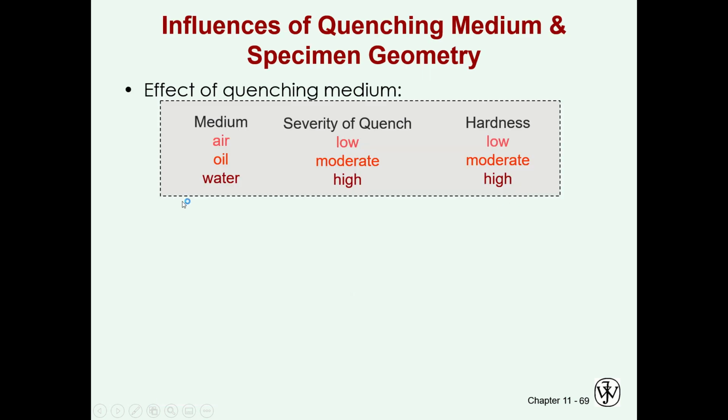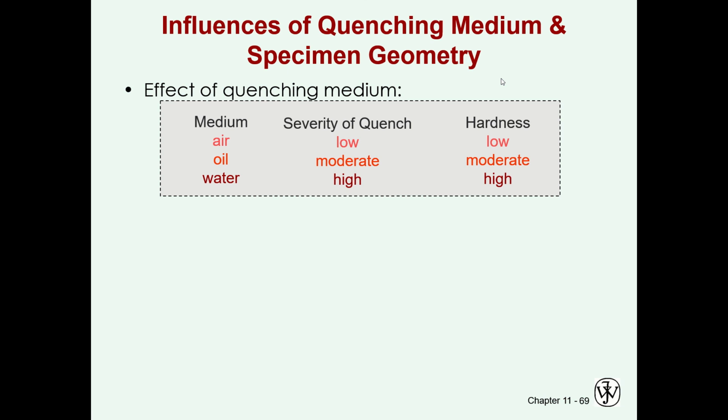So quenching has different effects on the metals as well. It depends actually on the medium. So the quenching medium can either be air or oil or water. It also has a severity of quench. So when we have air, we only have a very low quenching severity because air is not very good.